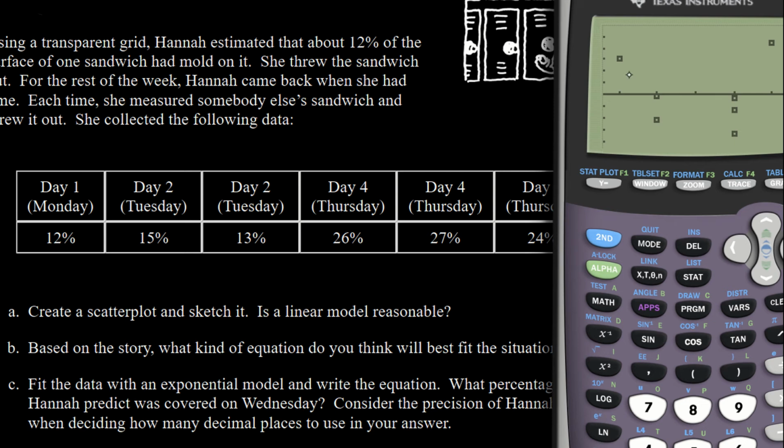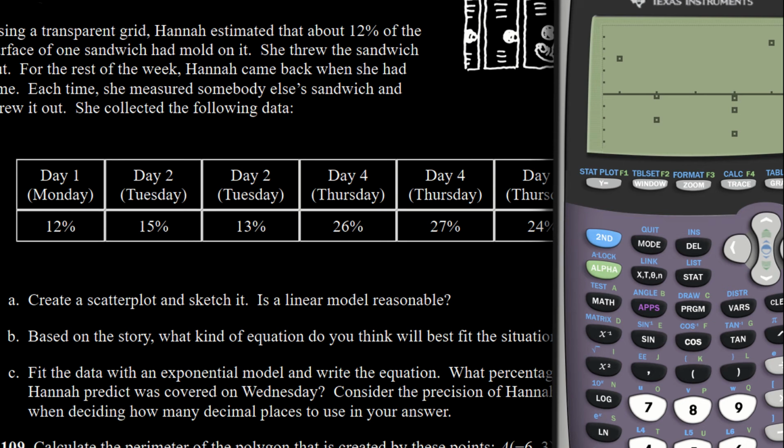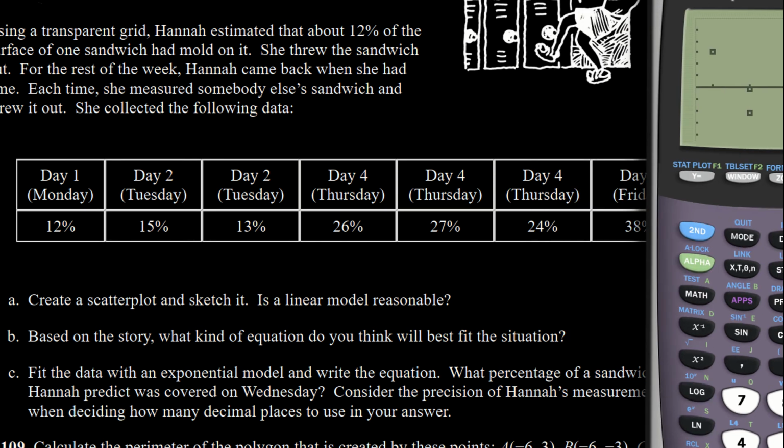So you can see that there's a positive residual on day 1, and then there's negative residuals, and then there's positive again. So when we see that kind of high, low, high pattern, it's an indication that a linear model is probably not the best fit for this. So it says, based on the story, what kind of equation do you think will best fit the situation? Okay, fit the data with an exponential model and write the equation.